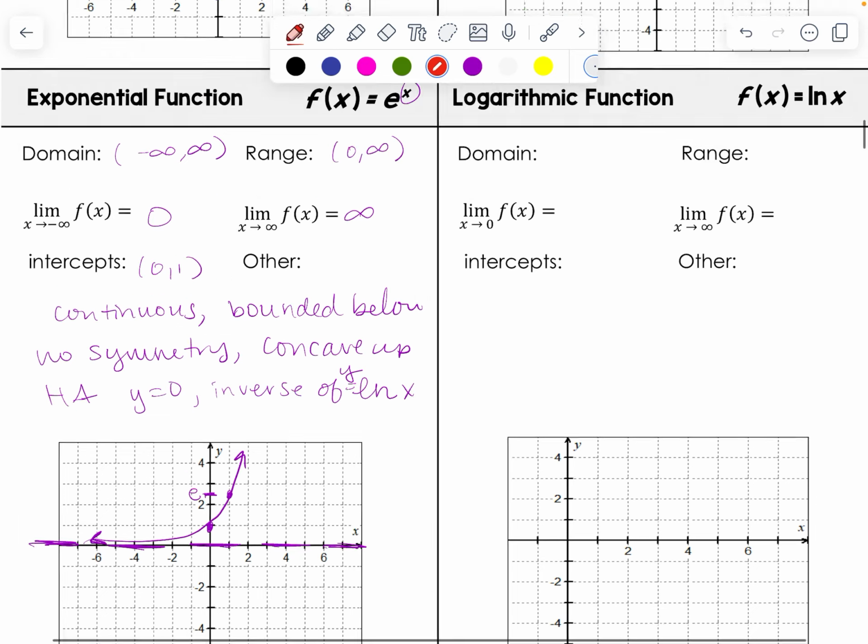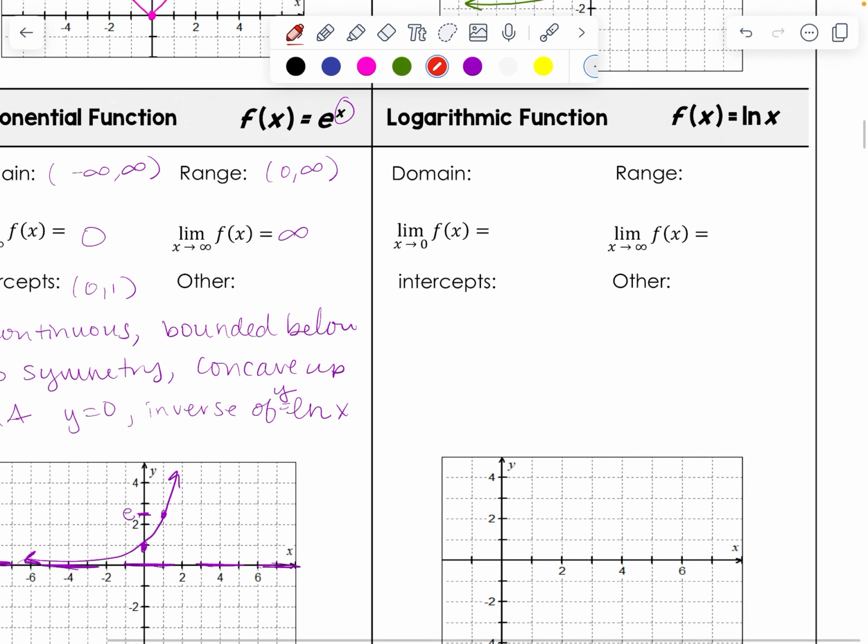Okay, let's look at the natural log or logarithmic function of x. So the domain can only be positive, so from 0 to infinity, but the range can go both positive and negative values. So the limit on the left side as x approaches 0 is negative infinity, and the limit on the right side as x approaches positive infinity is infinity. Our intercept is at 1, 0.